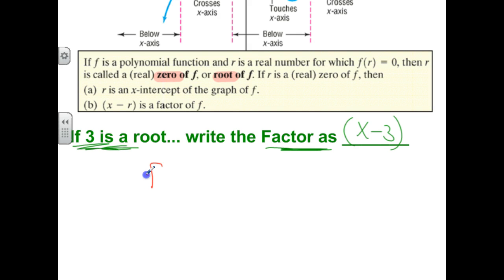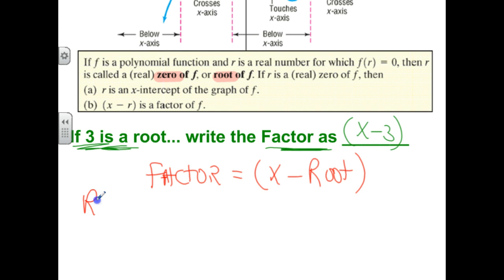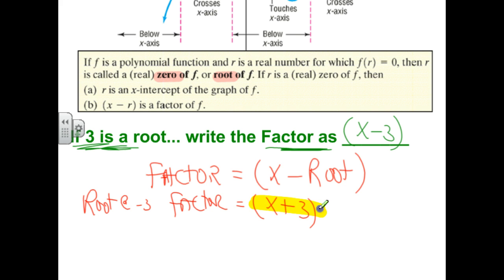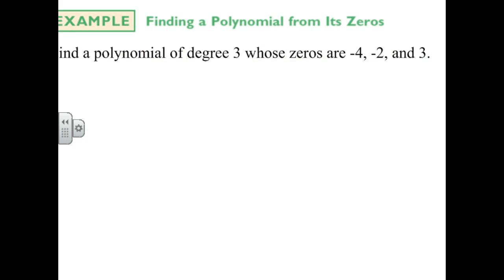The factor is always equal to x minus the root. So if I give you a root of -3, which means that the function crosses at -3, then the factor is going to equal x minus a negative, which I write as x plus 3. So remember, whenever you see parentheses, you just go the opposite direction, because when you set it equal to 0, you have to subtract off.